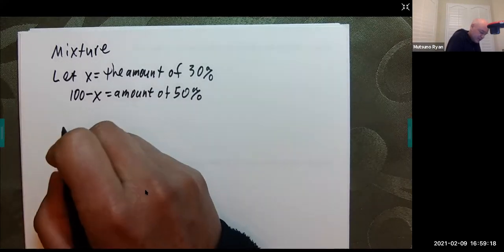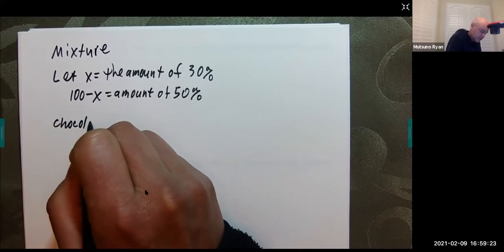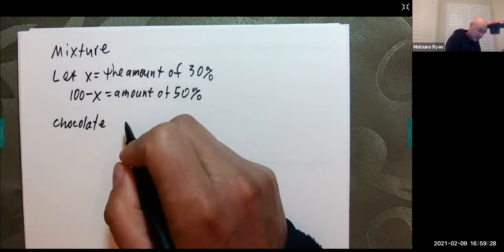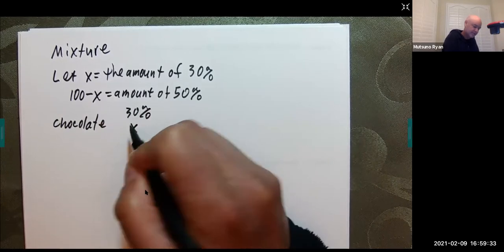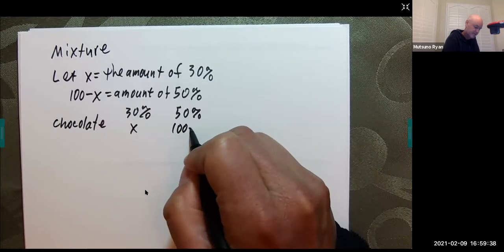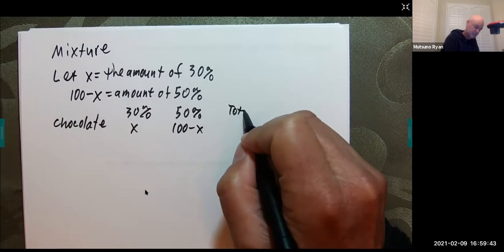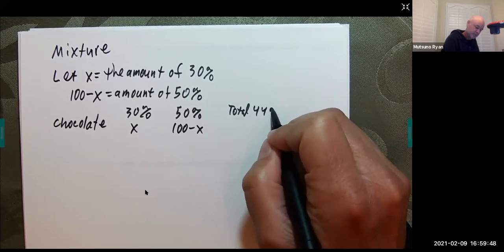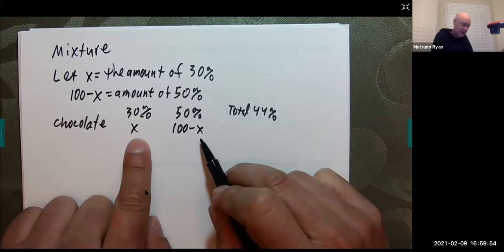And I'm just going to do a pseudo table here. This is chocolate. Love chocolate. And this is the amount of chocolate. So for the first one, for the 30%, the amount is x. For the 50%, the amount is 100 minus x. And the total, which is going to be 44%, is going to be, notice when I add those up, the x's cancel, and I'm left with 100.